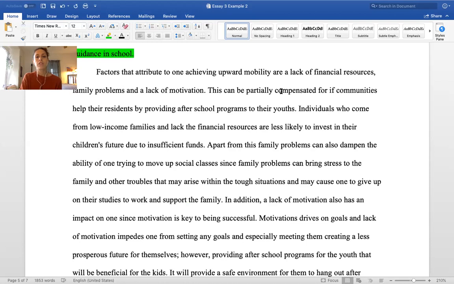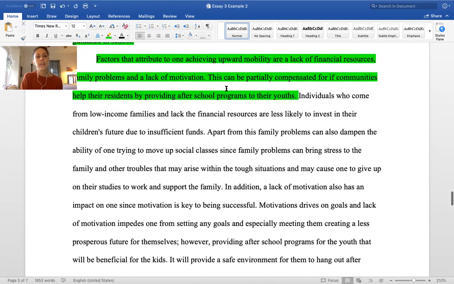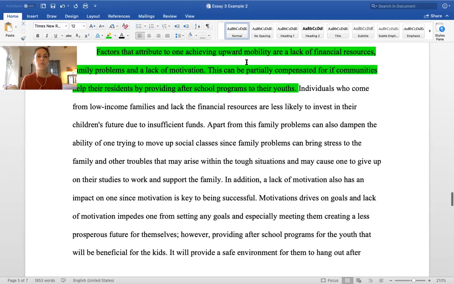This can be partially compensated for if communities help their residents by providing after-school programs for the youth. Now, hopefully something jumps out to you right now. She used 2 sentences, but we really need to use 1 sentence here. So in my feedback to her, I said, hey, we need to adjust this. And I took off a point because we really need to make sure that we're being concise. So we need to go from 2 sentences to 1 sentence there.